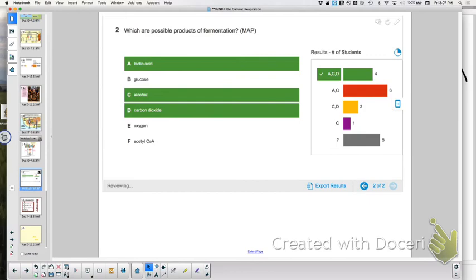Which are possible products of fermentation? Lactic acid makes our muscles sore. Glucose would be a reactant. Alcohol? Yes. Carbon dioxide? Yes. Oxygen, acetyl-CoA. All right, that's good.